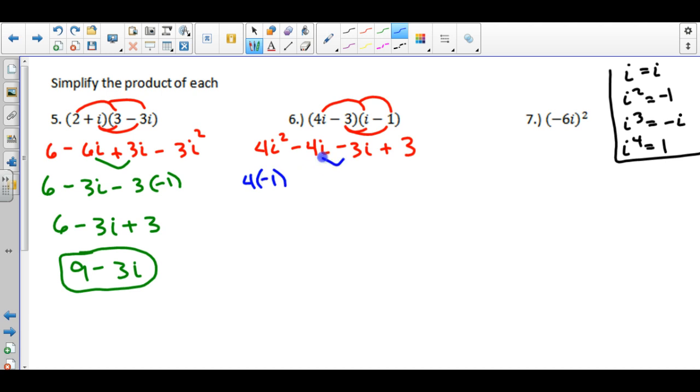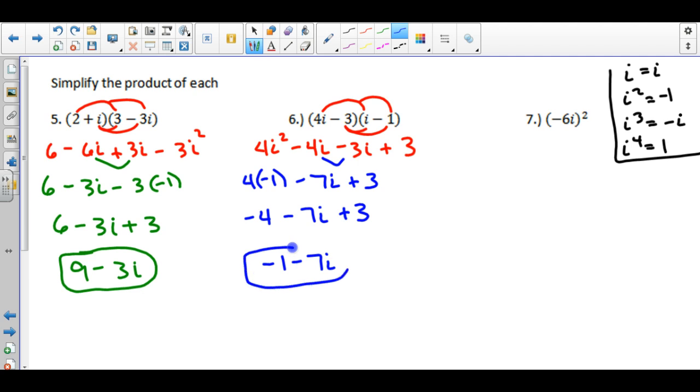I'm going to combine these two, so -4i minus 3i is -7i. And then I'm going to bring down the +3. Next thing to do is multiply 4 times -1, which is -4, and bring down the rest of the equation. And again, you can combine only the real parts first. So -4 plus 3 is -1. And then you'll bring down the imaginary part, -7i. Okay, so it simplifies pretty nicely.